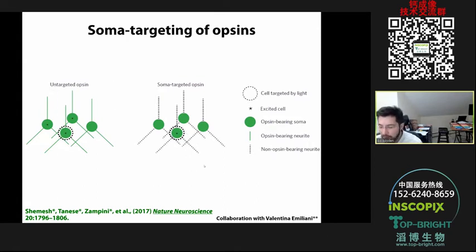We often talk about optical focusing, but can you focus a molecule so that it only exists at the cell body? Then when you aim your light, as shown by the dotted circle, it'll hit axons and dendrites from neighboring neurons, but you're not going to excite them because only the cell of interest actually has any opsins to stimulate.